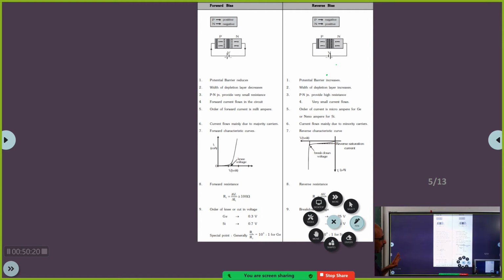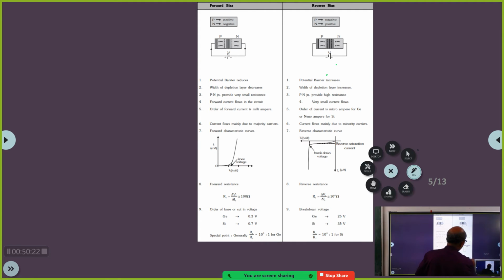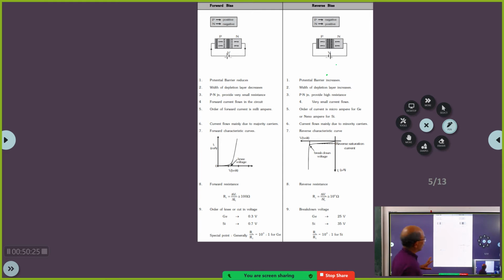Okay. So now I just put these points here: forward bias, reverse bias. What are all the differences? Whatever I explained, it is here. Only this graph I have to explain. I will explain to you. Please read this and try to understand. Whatever doubts you have, you ask. I will explain.